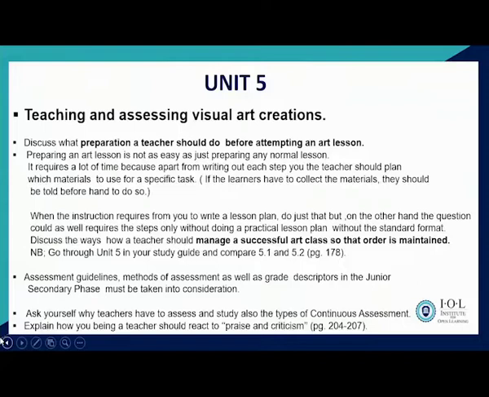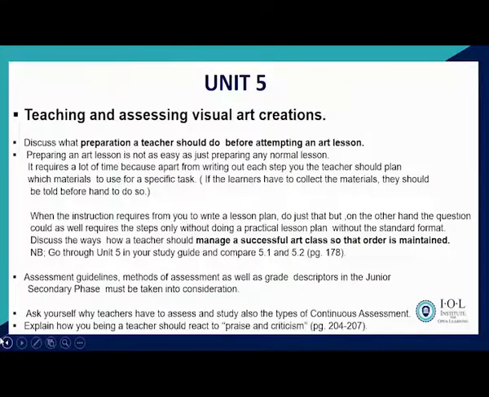When the instruction requires from you to write a lesson plan, do just that. But on the other hand, the question could as well require the steps only, without doing a practical lesson plan, without the standard format. Just look deep what is exactly required. So many times we find students that are writing a lesson plan which is not required at all. You're wasting your time and you're wasting your energy, and then you got very few marks. Please look, are they looking for the format, or are they going for step by step? What exactly is needed?